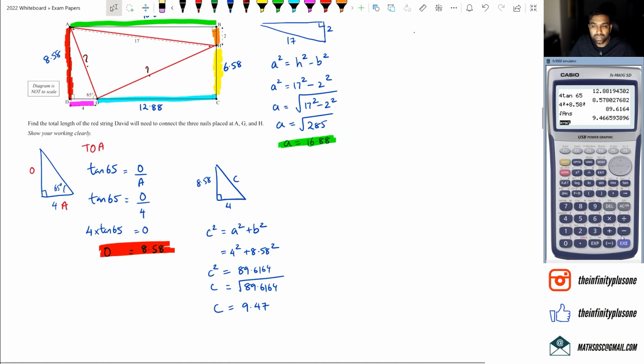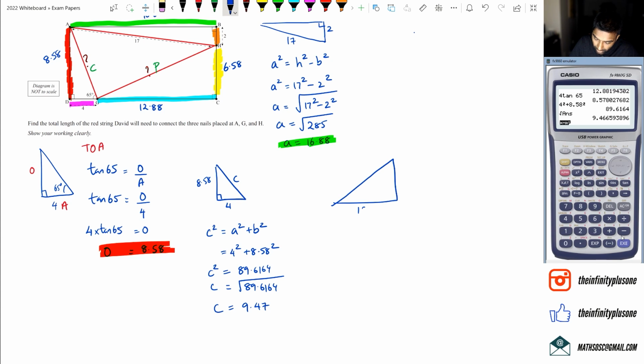Now the next thing is looking at that second question mark. I should have really put some letters on it, but I'm going to put this as C, and maybe we'll put this as P. Should I use P? Yeah, let's use P. It doesn't matter. So for the second triangle, what we've got here is 12.88 and 6.58. And once again, maybe I could use H. That's what I should have used. H and C.